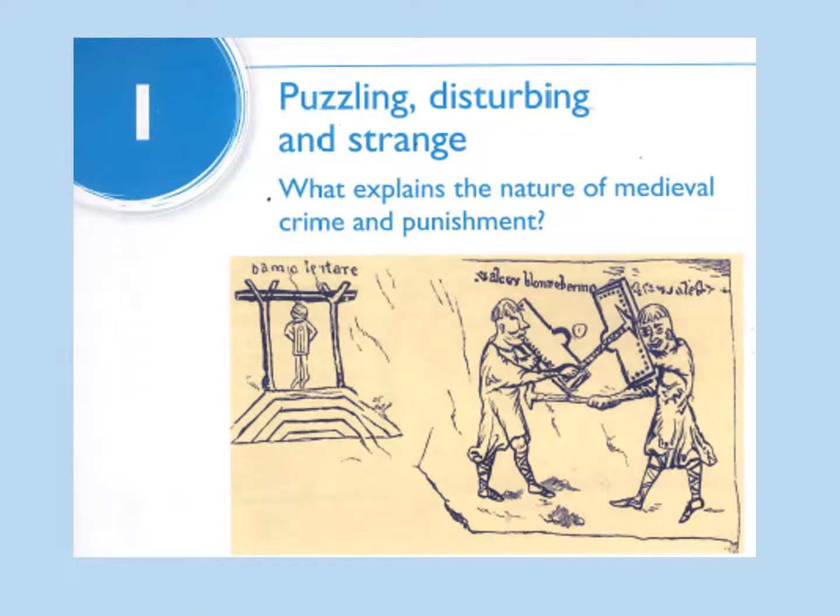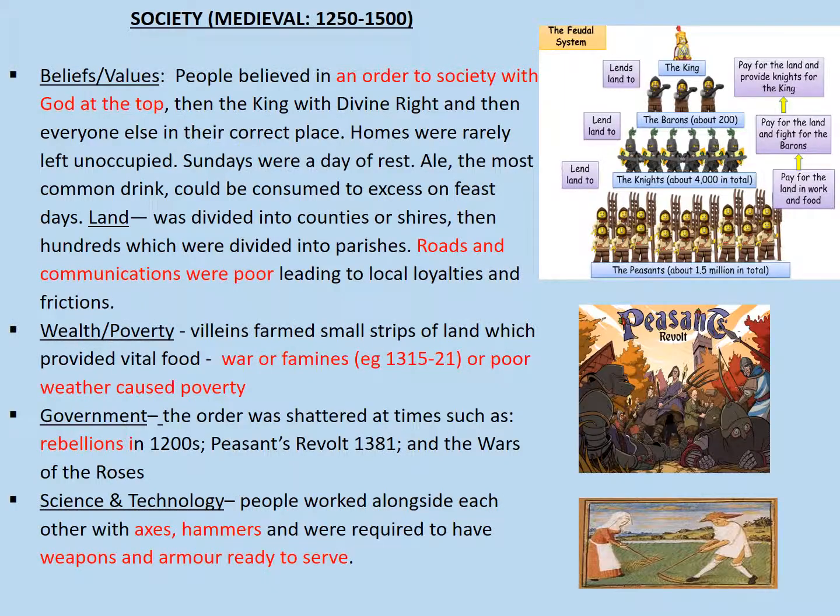So first of all, let's have a look at medieval crime and punishment. Now, this first section of each of the different areas is important because it gives you the structure for which society sees itself. And very much for the medieval period, we're looking at this idea of hierarchy. So we have the king at the top, then the barons and the knights, and then the peasants. And it's very, very much to do with the idea of structure.